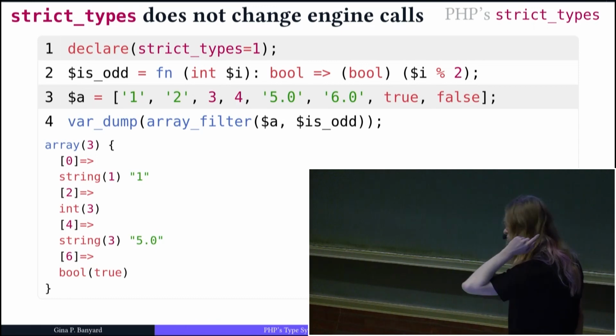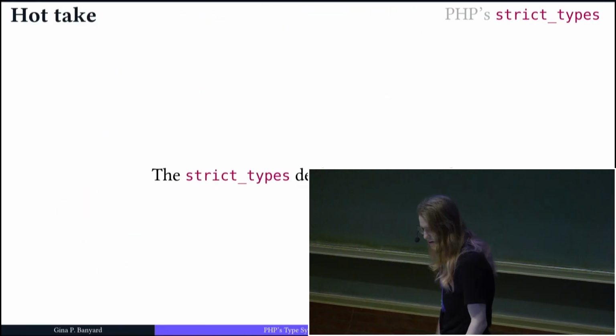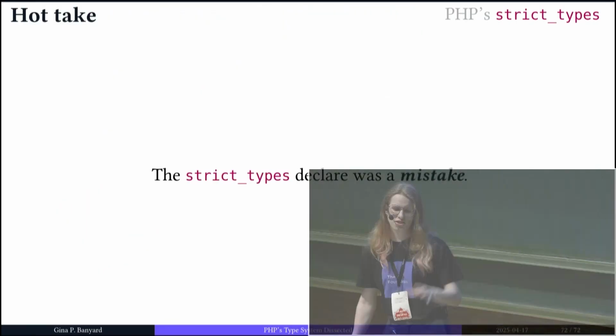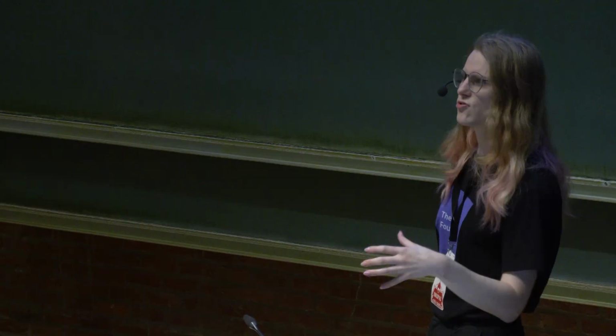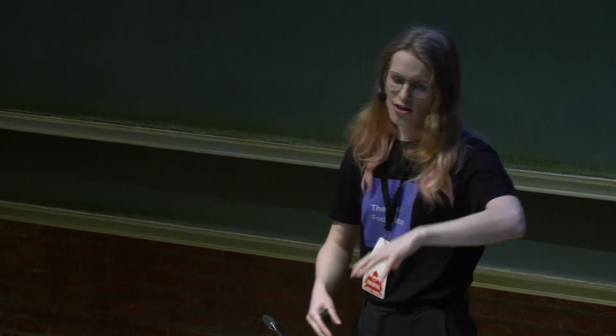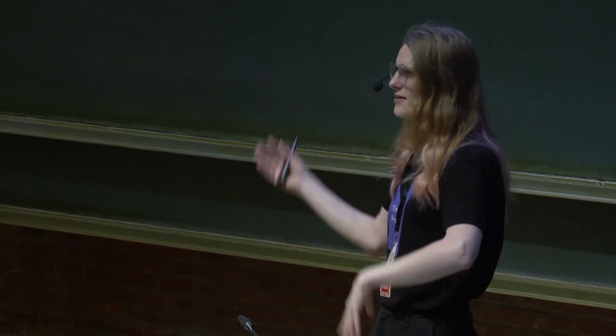And I think for this primary reason, we have a bit of a hot take: the strict types declare was a bit of a mistake. In this weird sense, strict types was a very effective band-aid around type juggling semantics. It was like, oh, we can just brush this under the rug, and people who want all of the type juggling can deal with it, and everybody else can have the strict behavior. But that's not really true.